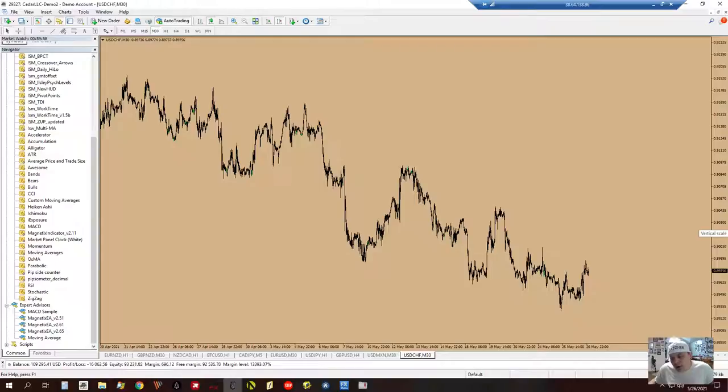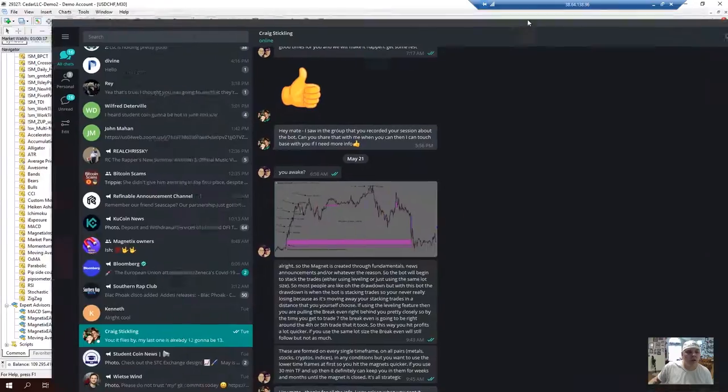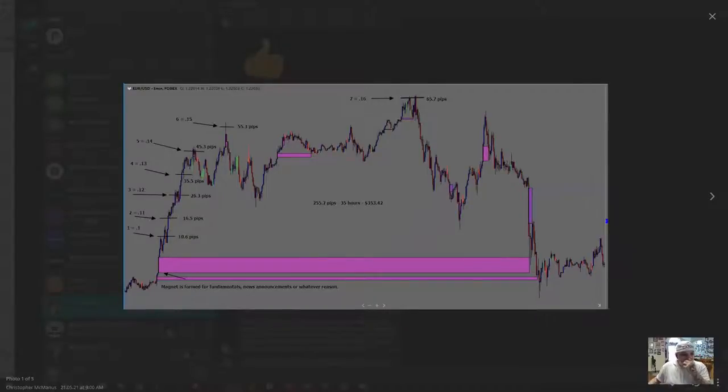Here we go, let me find this. This is one of the guys, and this is an example I showed him when I was presenting the bot to him. I have to move this over here. Okay, and what we have here, you could see, it's stacked trades. It took a 65.7 pip trade, and it turned it into 255.2 pips.